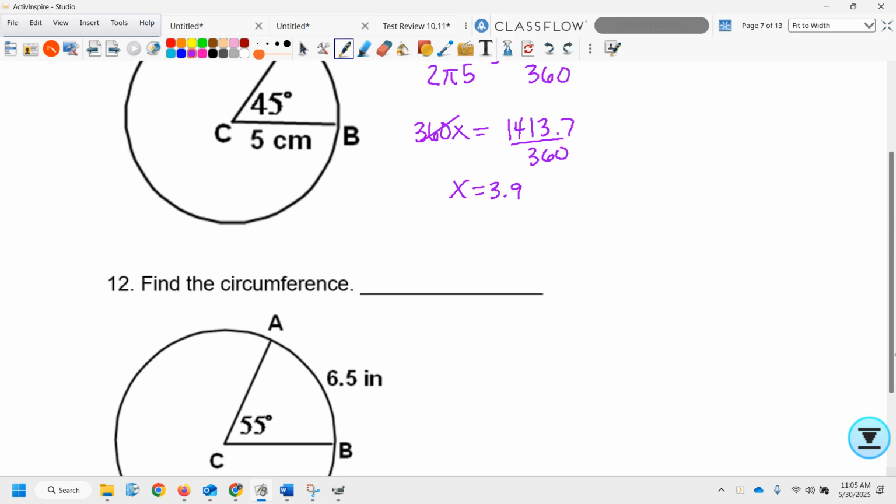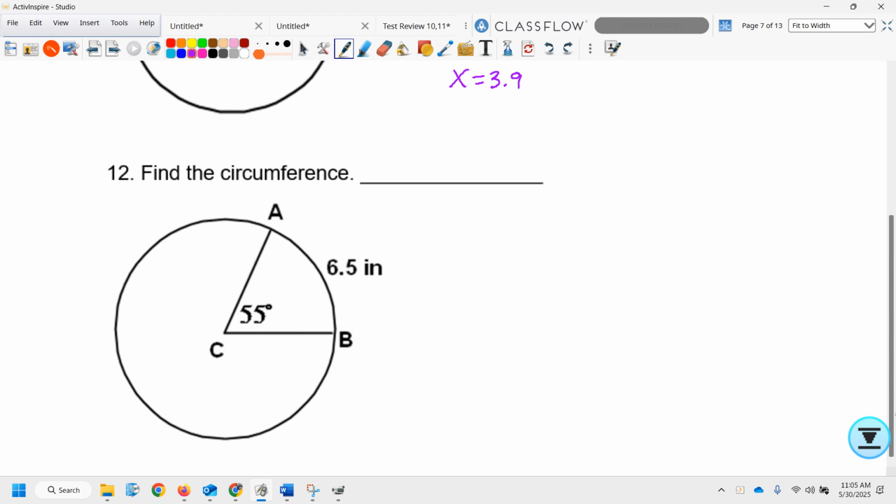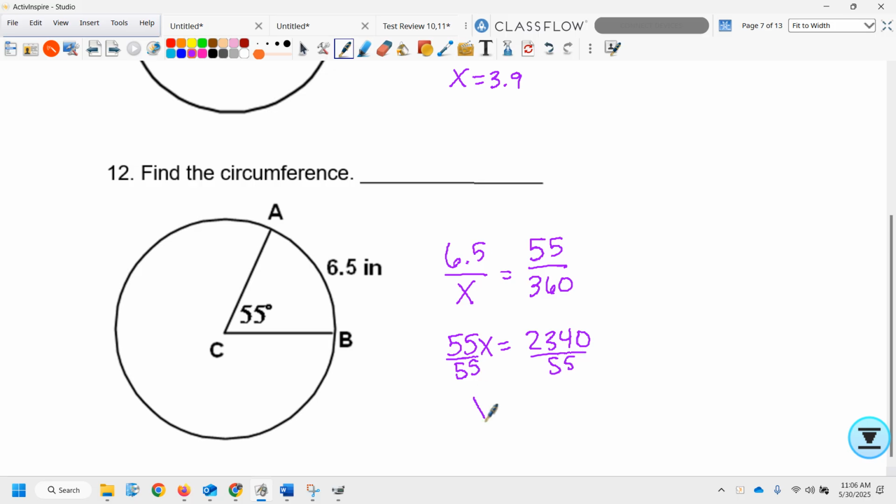So we're looking for the arc length. Here in number 12, we're looking for the circumference. This is the length. So length over circumference, right? Now I'm going to put an X there, is equal to 55 over 360. So 55x is equal to 6.5 times 360, 2,340. Divide by 55. Oh, messy handwriting. I get x is equal to 42.5. That is the circumference. Basically like the perimeter of the circle.